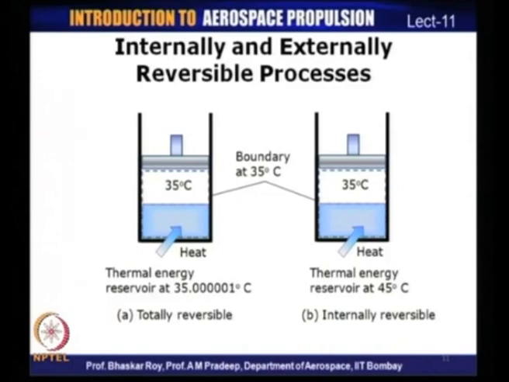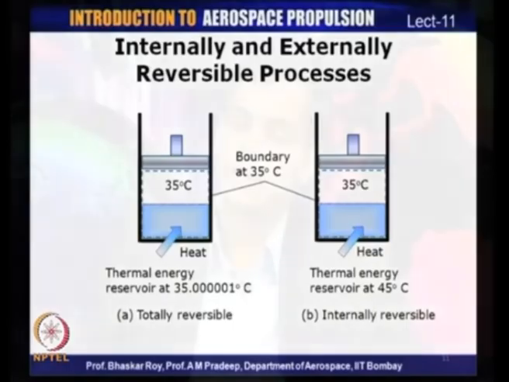But since the system is following a constant pressure process and it is at the same temperature of, let us say, 35 degrees Celsius, it is in thermodynamic equilibrium, and also there are no irreversibilities occurring within the system boundaries. And so, this is basically a system which is internally reversible, but not necessarily externally reversible. So, out of these two processes, it is the first process which is a totally reversible or just a reversible process. So, the system that is shown on the left hand side corresponds to a reversible process.